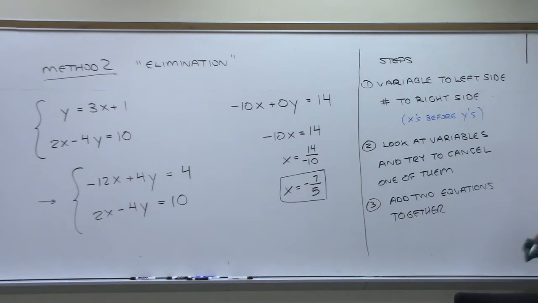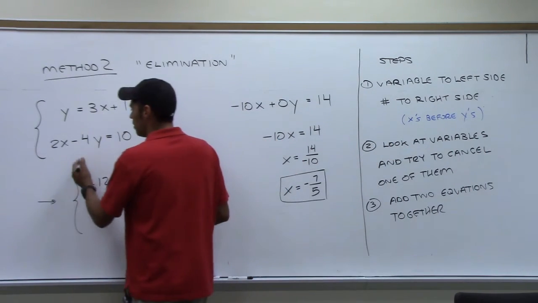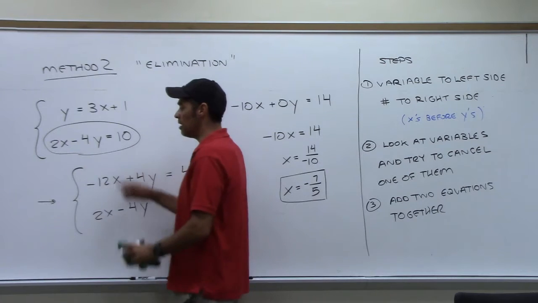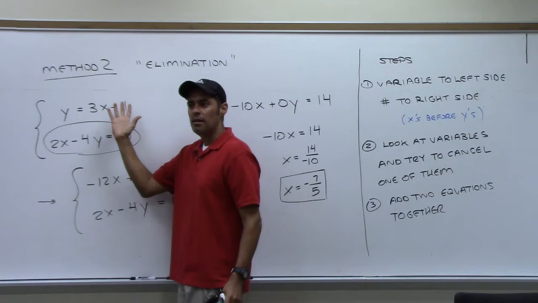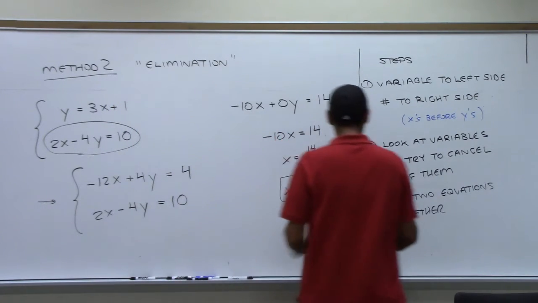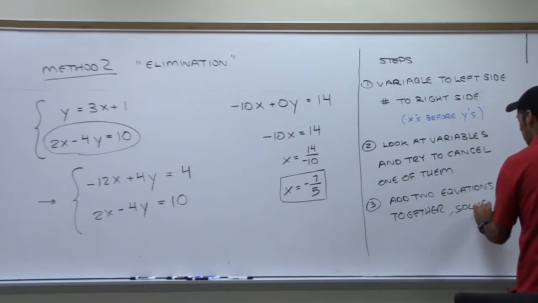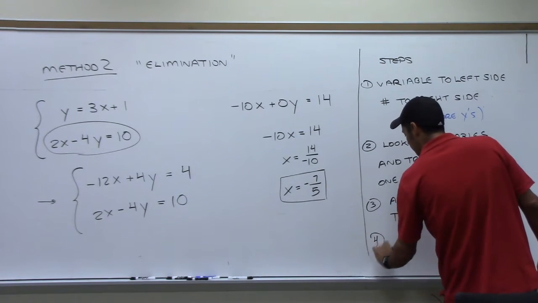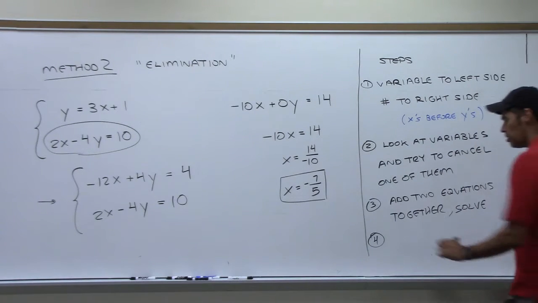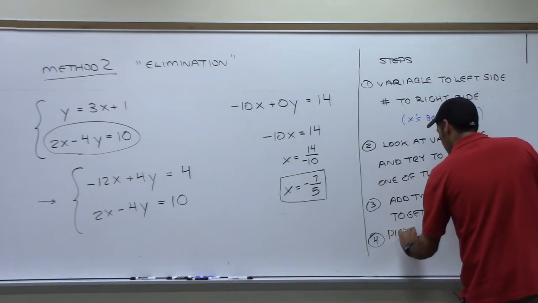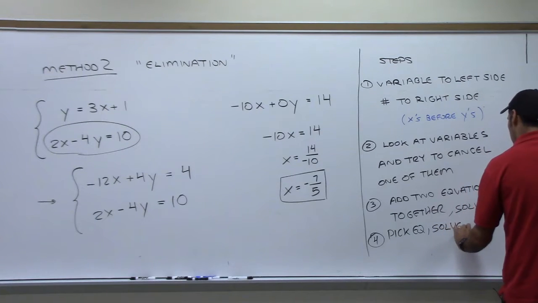All right, so pick an equation. Doesn't matter. Anyone, anyone. I always like to go back to one of the original equations. And I'll do this one because it's a little more interesting. But if I were doing this problem like myself, I would go right here. Because it's already solved for y. I just want you to see it go into that other one. So the last step, add two equations together and solve. Sorry, I forgot to put solve here. And then four, pick equation and solve for the other variable.